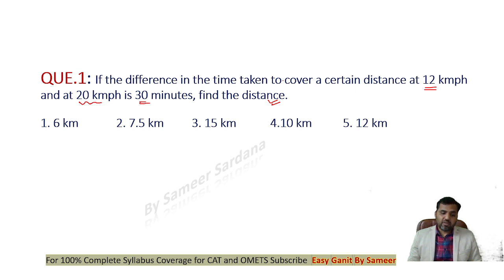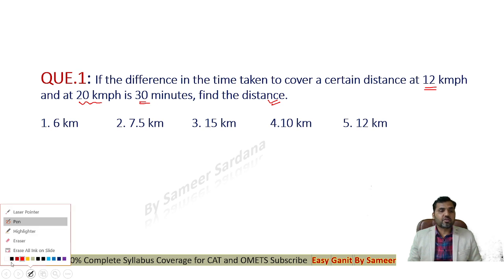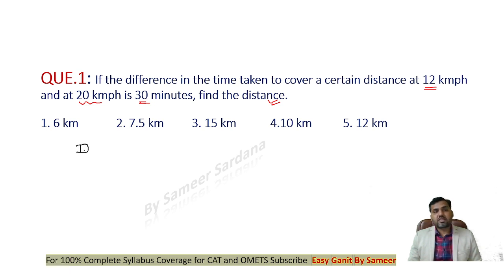The concept that we are going to use here, that is a proportionality concept, will be used in most of the questions of TSD. You see that distance is equal to speed into time, right? If distance traveled at two different speeds is constant, then always keep this in mind: speed and time will be inversely proportional to each other. That means if speed goes up, time goes down. If speed goes down, then time goes up, right? If distance is kept constant, speed and time will be inversely proportional to each other.